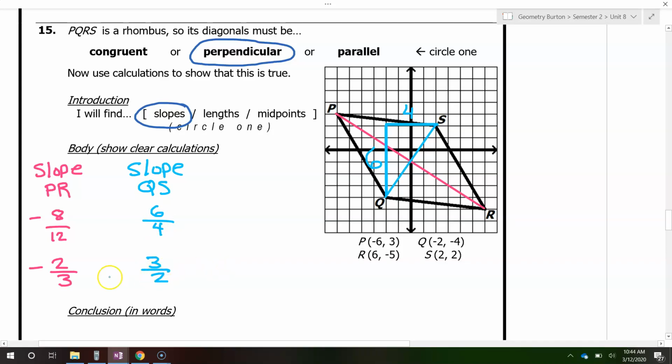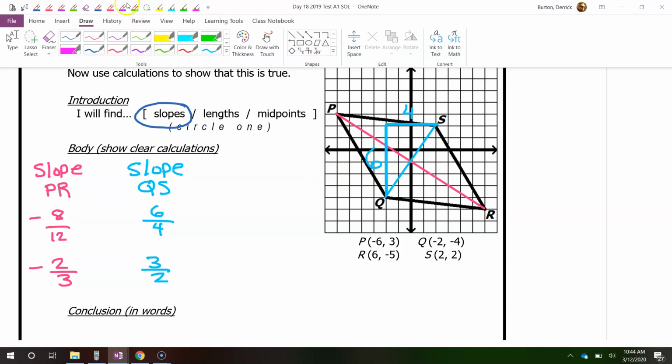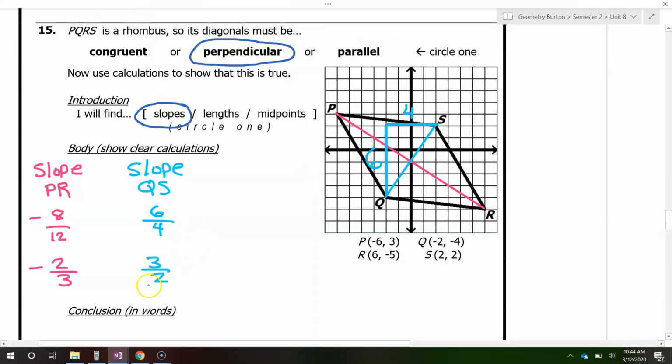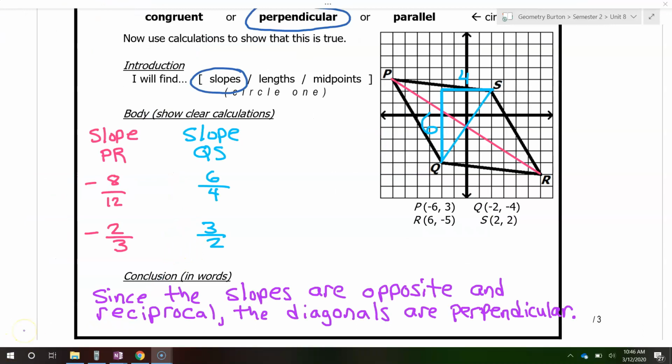over 2. Notice that these are reciprocal, 2/3 versus 3 over 2, but they are also opposite. One is negative and one is positive. Whenever you have slopes that are both opposite and reciprocal, that's how you know that you're talking about perpendicular lines or segments. And I'm going to mention that in my conclusion. So here's my conclusion. Since the slopes are opposite and reciprocal, the diagonals are perpendicular.